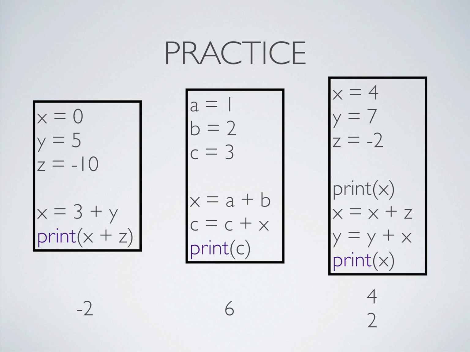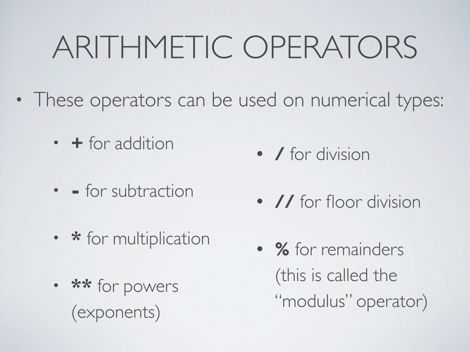Alright, let's talk a little bit more about some math calculations you can do. These operators can be used on numerical types. These are what we call the arithmetic operators. We've already seen addition, just use the normal addition sign. Same thing for subtraction, use the normal minus sign. Multiplication's a little bit different than what you might expect though. For multiplication, you need to use this asterisk symbol. This is what you get when you press Shift 8 on your keyboard. That asterisk symbol, the one that looks kind of like a flower, is for multiplication.